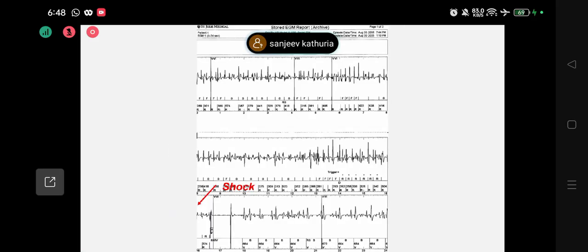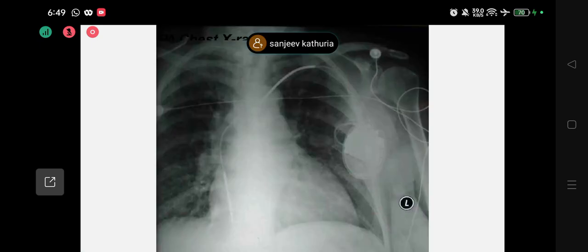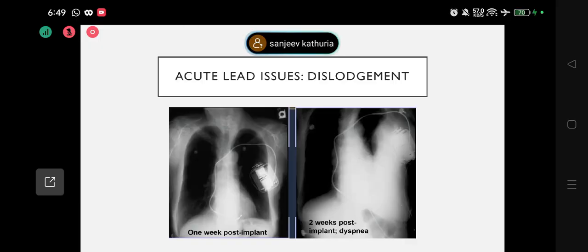So this is what has happened. In the end, it has given a shock. It stabilizes for a second, again becomes the same thing. So this is what has happened. This was the first implant. His lead has actually penetrated, and that is the reason he is in trouble. Because now the lead is sensing everything when it is hanging in the air. So that means the lead is dislodged.